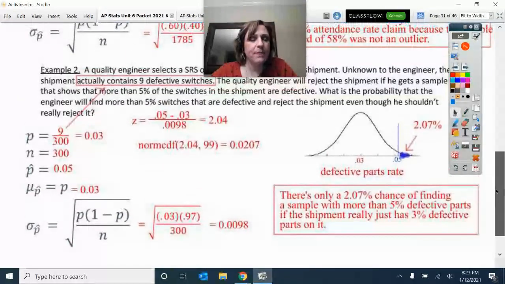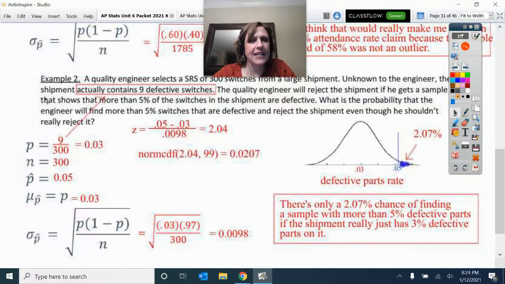Okay, so I'm sorry about the clarification on that. Again, I need to reword this problem so that the shipment actually contains just 3% defective switches, 9 per every 300 or something like that. 9 per every 300. Okay. But anyway, there you go.